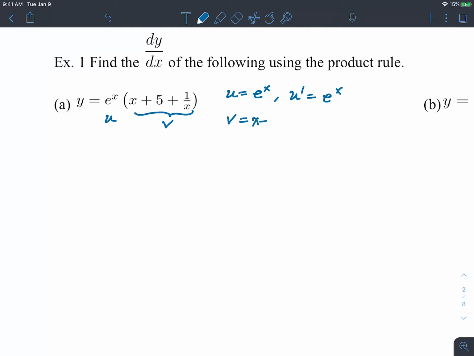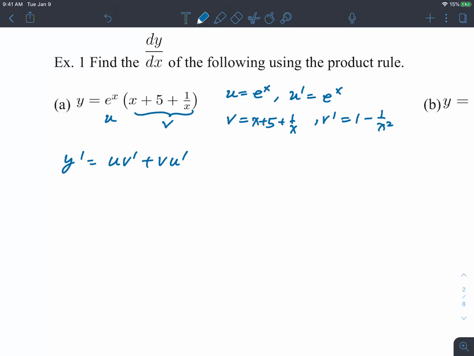I just like to copy it down again. And in the past, when we did the derivative of that, it was just merely 1. And then the derivative of 5 is 0. And from past experience, I know that is minus 1 over x squared. Okay? All right. Here we go. So, what do I do at this point? Well, I'm going to write down the formula. y prime is equal to u v prime plus v u prime. Yes? Okay.